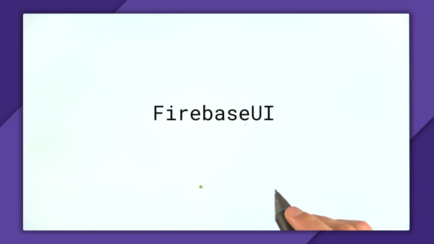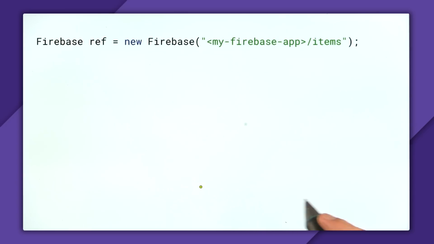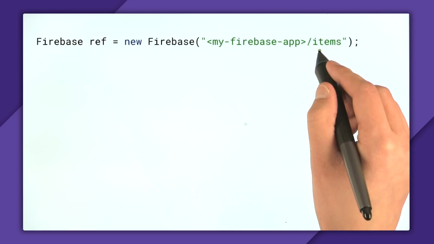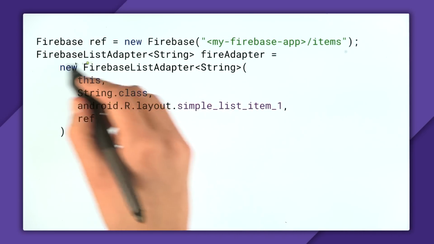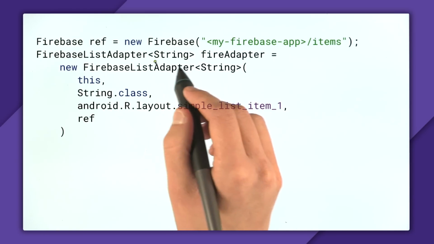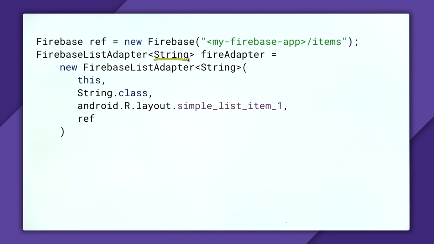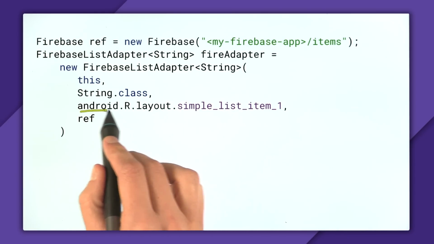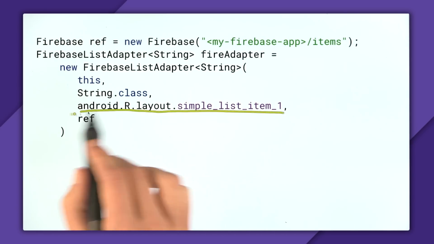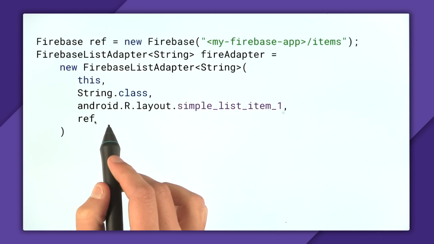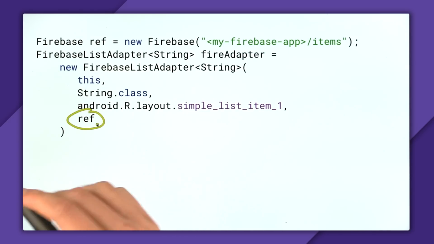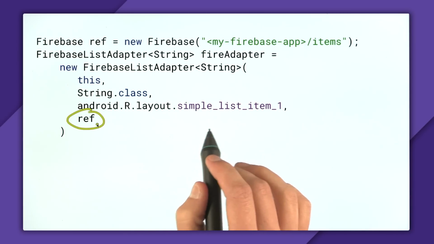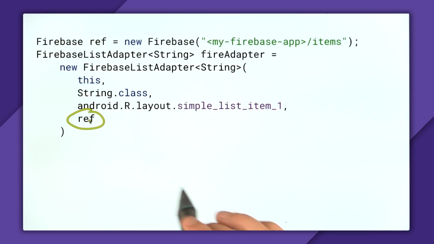And that, my friends, is exactly what Firebase UI is for. With Firebase UI, you can create a reference to your list of data, say, the items location. Then you can use that reference to create a Firebase list adapter. That adapter is generic, so it works with whatever your data model is. It just needs to take in the layout, and in this case, we're using one provided by Android. And then lastly, the reference. The really awesome thing about just passing the reference is that it handles all of the child events and keeps an underlying array in sync for you.